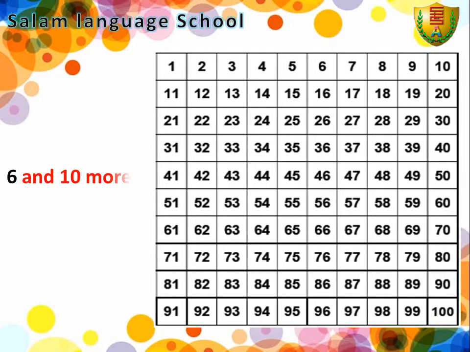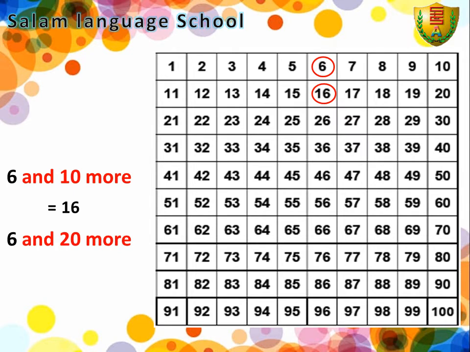Look to the number chart. 6 and 10 more can be answered in another way. Instead of counting by ones, we start at 6. When we add 10, we move downward one row. We landed on 16. 6 and 10 more is equal to 16.